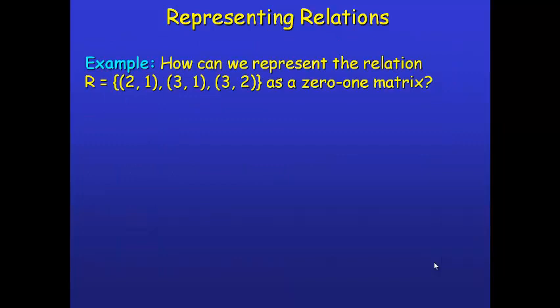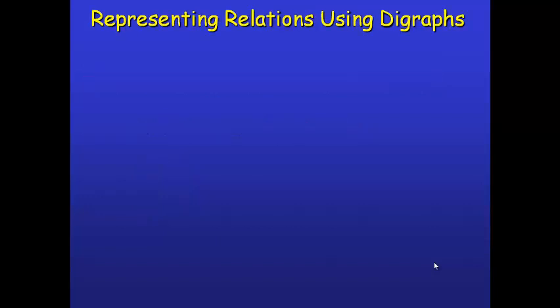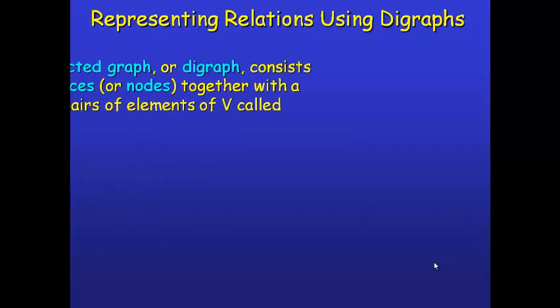Next, how to form the 0-1 matrix? You can see the following example. How can we represent the relation R equal to {(2,1), (3,1), (3,2)} as a 0-1 matrix? Just concentrate on your definition of the 0-1 matrix. Just form the 0-1 matrix, that is, the matrix M_R is given by M_R equal to [0 0 0; 1 0 0; 1 1 0]. Next, the interesting fact is to represent the relation using digraphs.